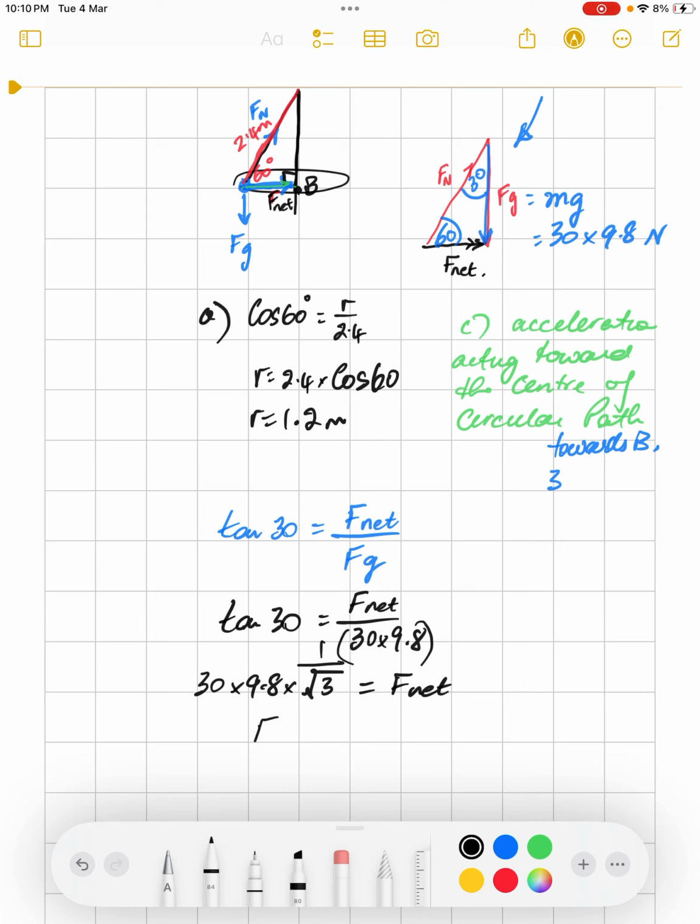And we got 30 times 9.8 divided by square root of 3. So we've got our net force of 169.74 newtons acting towards the center of the pathway, which is towards B.